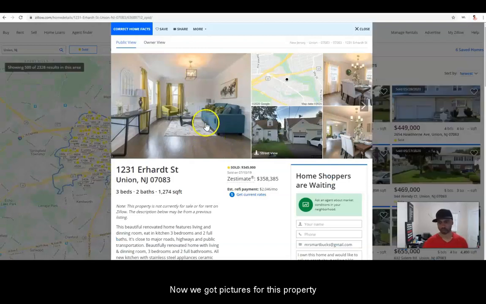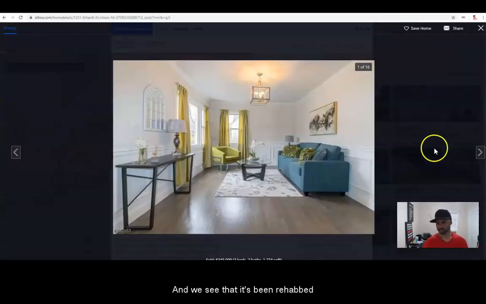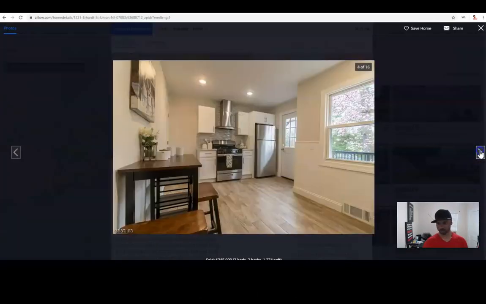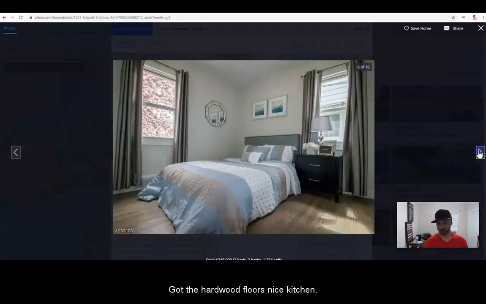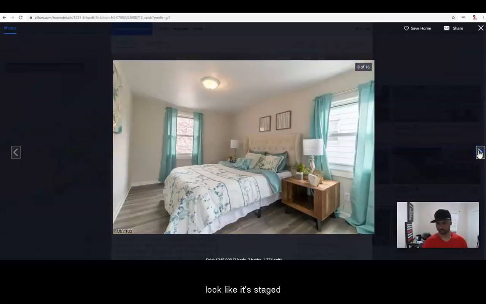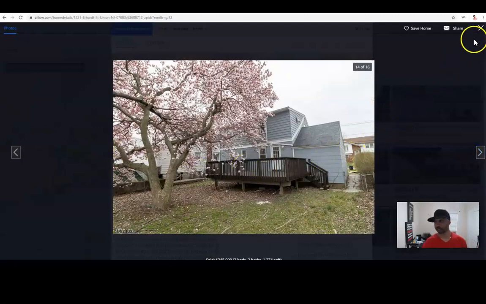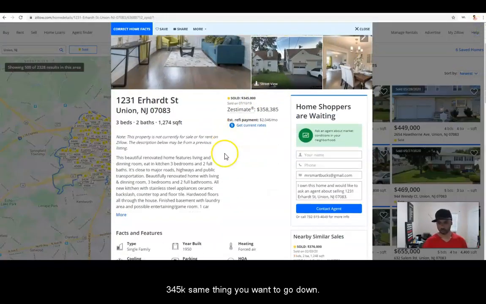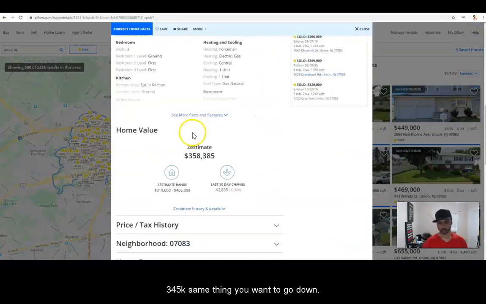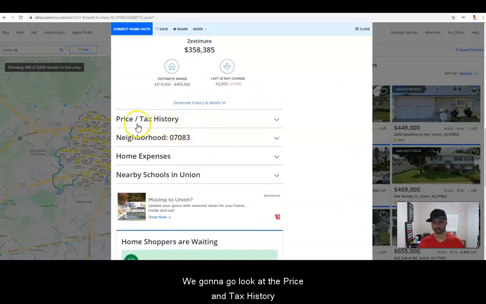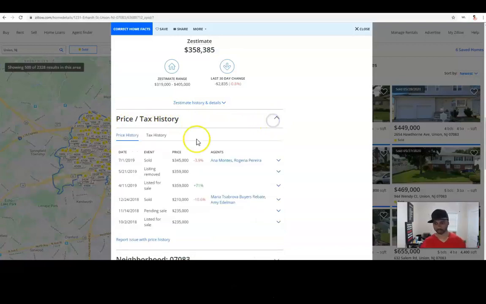Now we got pictures for this property, and we see that it's been rehabbed. Great. Got the hardwood floors, nice kitchen. Looks like it's staged. They staged the place, and it has a back deck. Okay. So 345, same thing. We want to go down. We're going to look at the price and tax history.